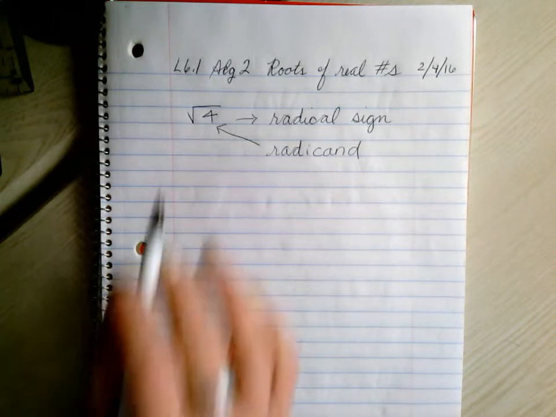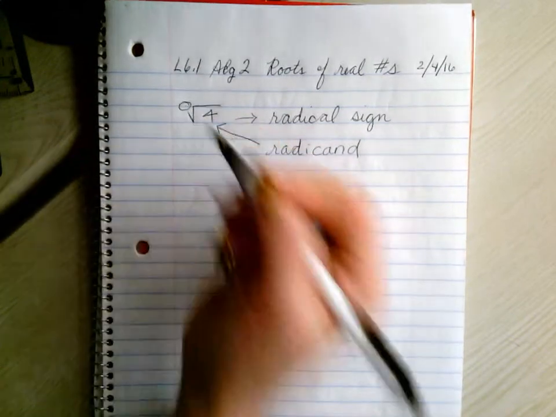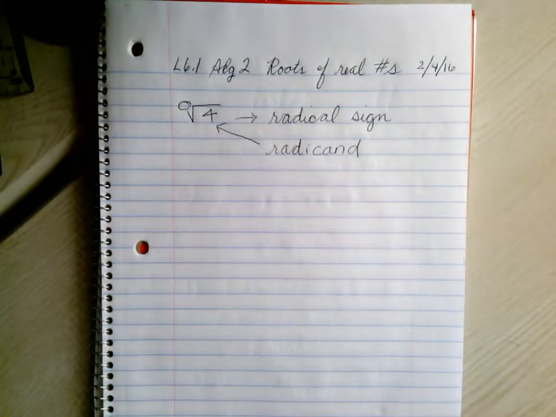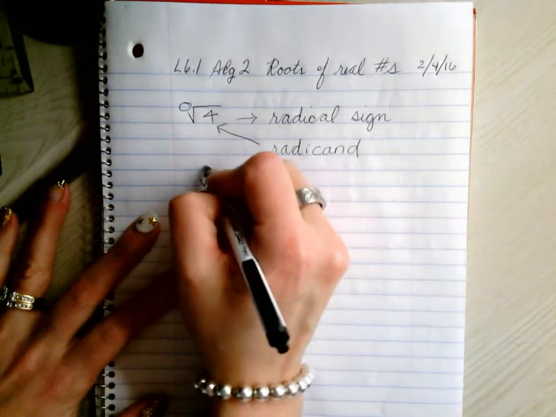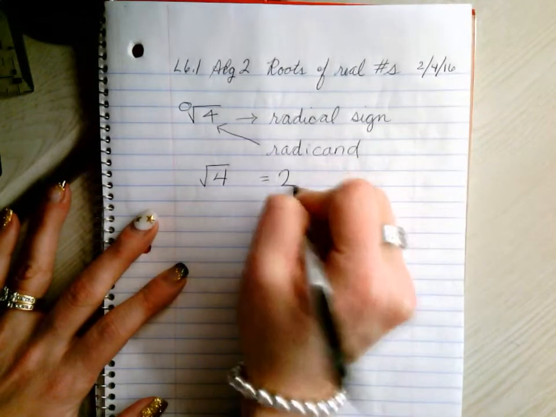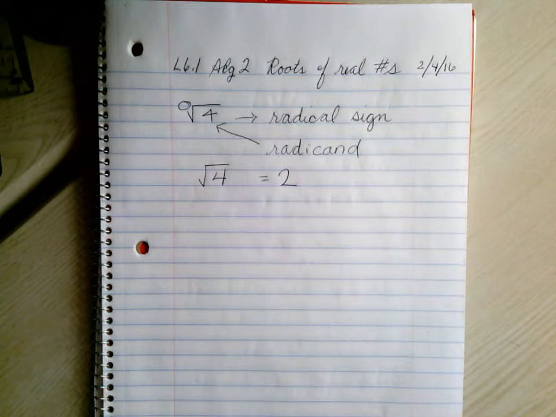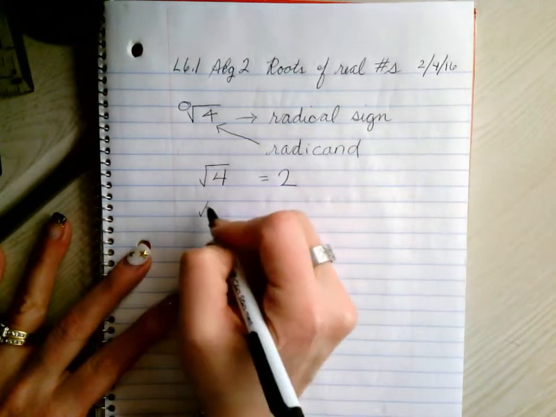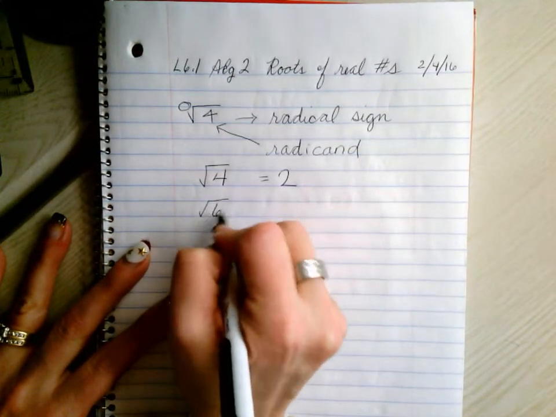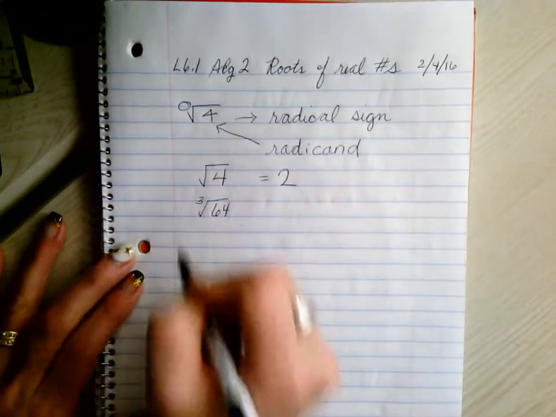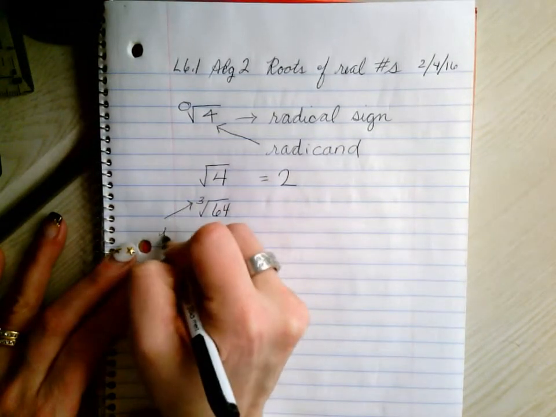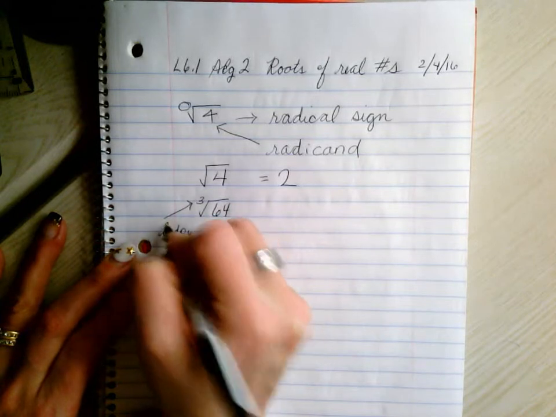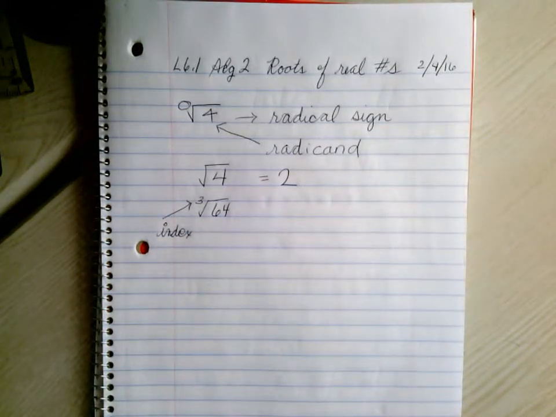If I don't have anything written here, it's assumed you're looking for a square root, right? So the square root of 4 is 2. Okay? But if anything is written here, in this spot, this is called the index. Anytime something is written in that little spot, it changes the fact that you're doing the square root, which is the norm, which is what you're used to doing, okay?